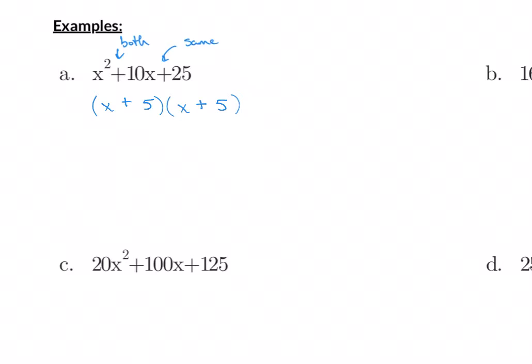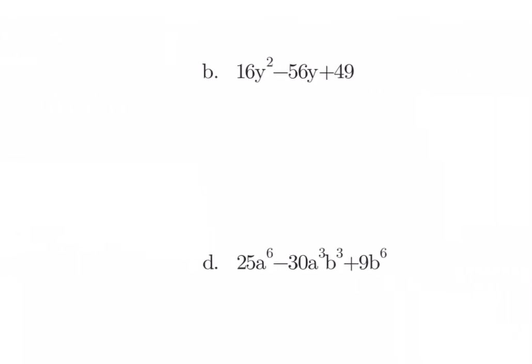So you can write it like this, or you can go ahead and write it using exponents. We get x plus 5 squared. All right, let's look at example B.